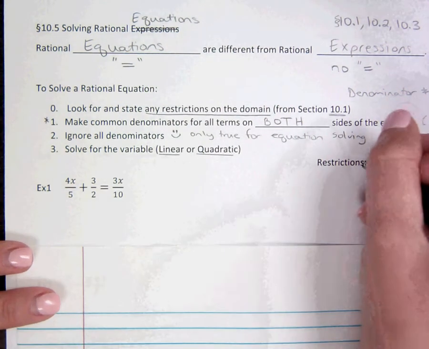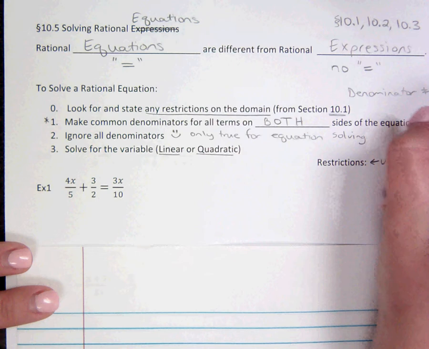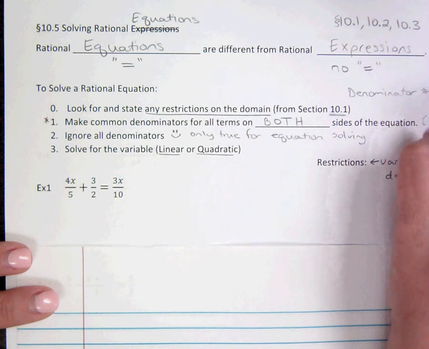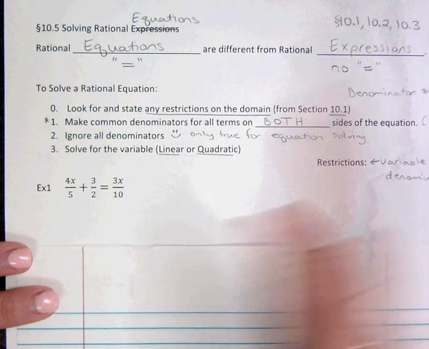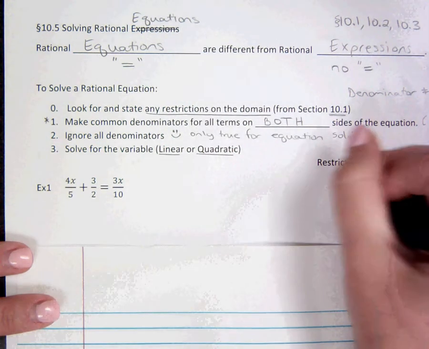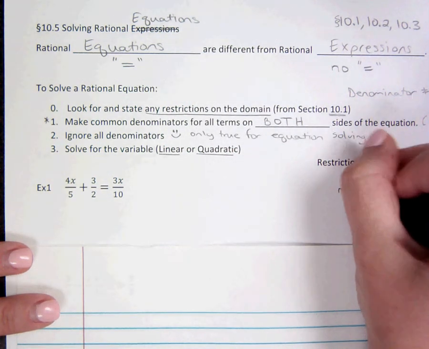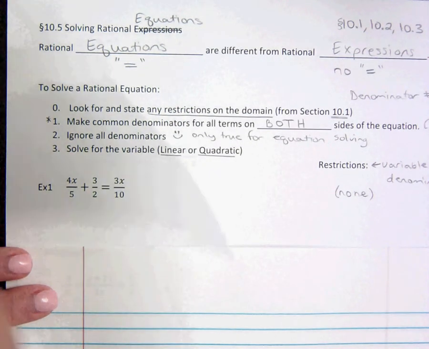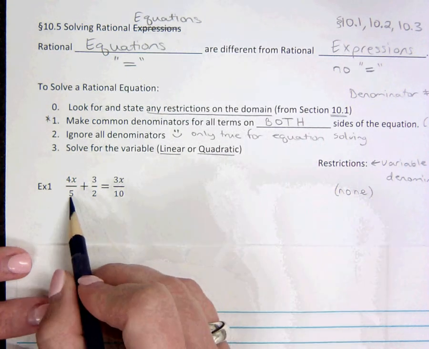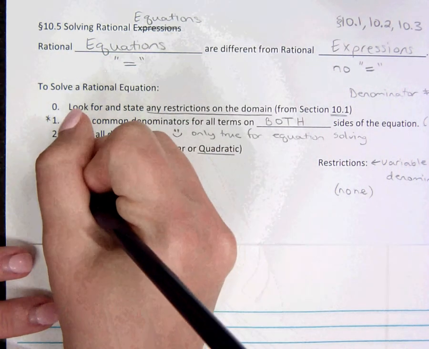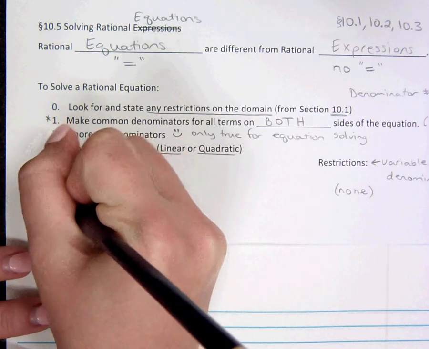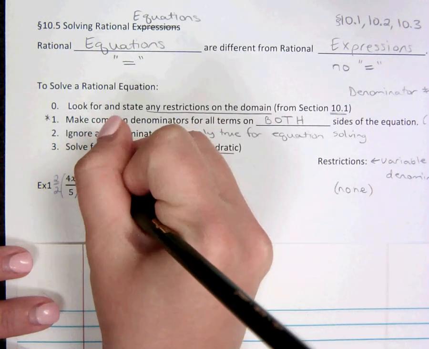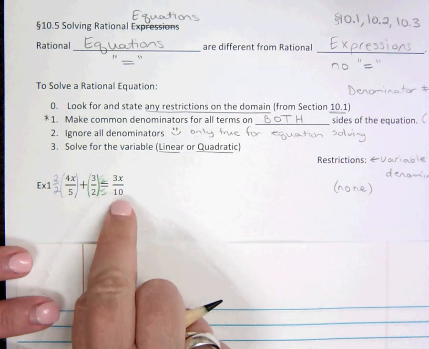So the first thing we want to look for are restrictions, and that's only true if there is a variable on the denominator. For this first one, there is no variable on the denominator, so there are no restrictions. For example, number 1. So then we look at our denominators and we make common denominators. I chose this one because it's nice and simple, just with values. We have 5, 2, and 10. So we're going to multiply the first fraction by 2 and the second fraction by 5, so that all the denominators will be 10.